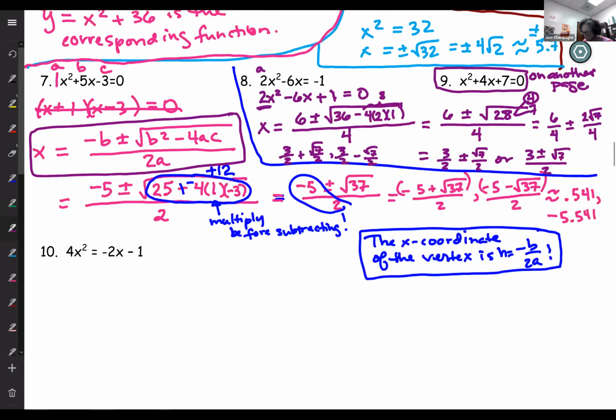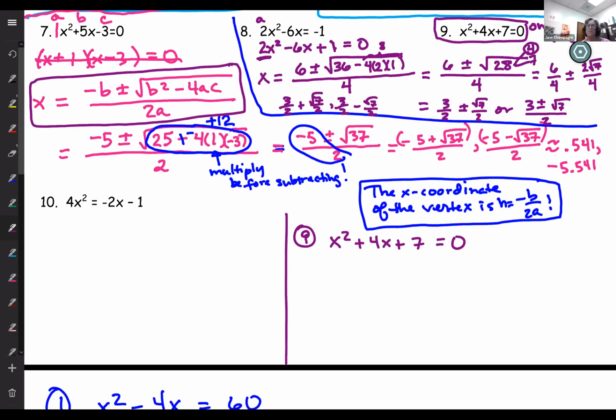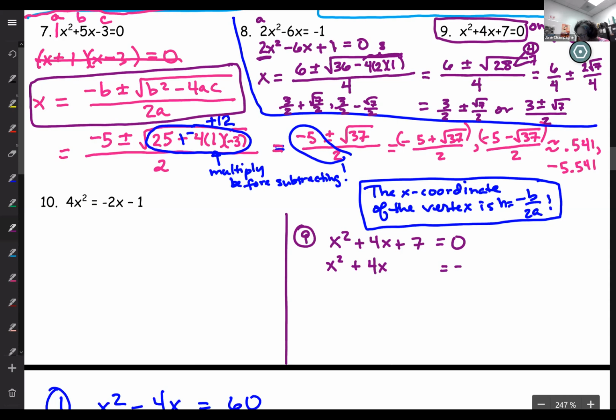Okay, so actually I think I've got room down here to do number 9. x squared plus 4x plus 7 equals 0. That doesn't factor because there are no two numbers that multiply to give you 7 and add to give you 4. But this is a good one for completing the square because that 4 is even. I can subtract 7 from both sides and put in plus blank plus blank.